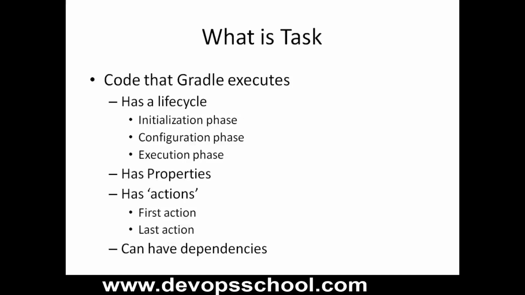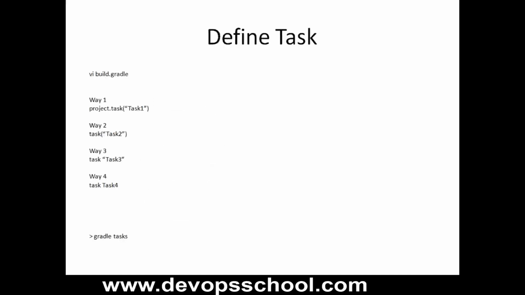Now look at the task in detail. You see, a task has a life cycle. Okay, so what are the life cycles? It's one life cycle but has different phases: initialization phase, configuration phase, and execution phase. Now, a task has a life cycle, and then it has properties and it has actions. Typically, two actions are built in: first action and last action. You can have dependencies also. So these are the four things you have to look at.